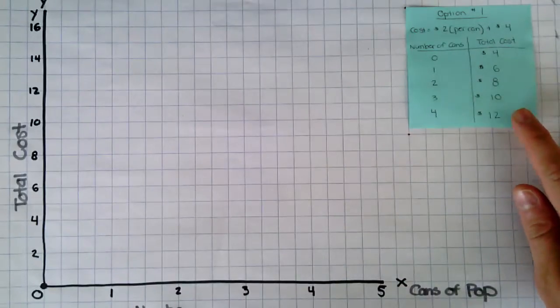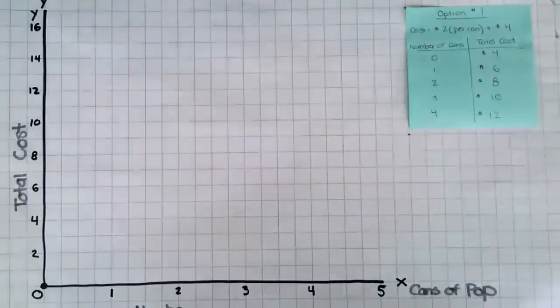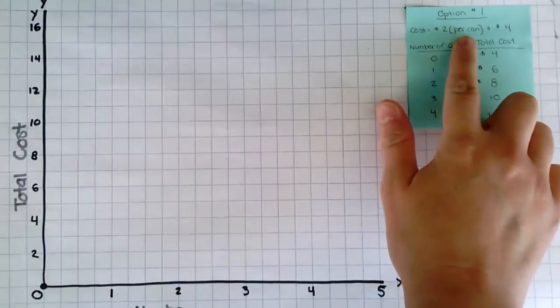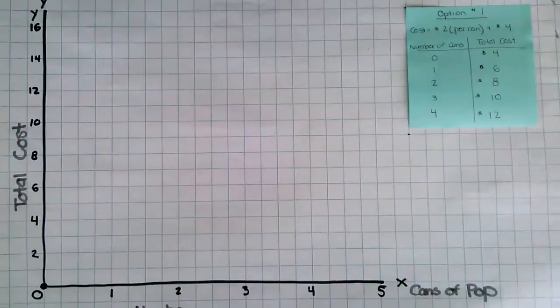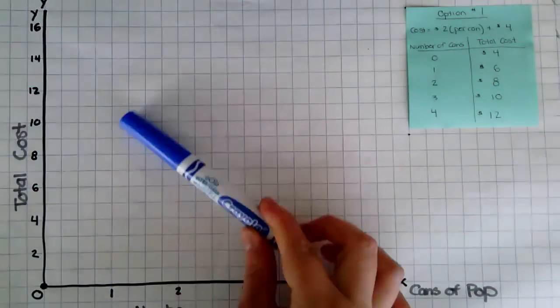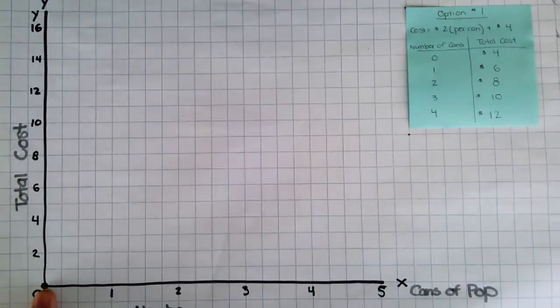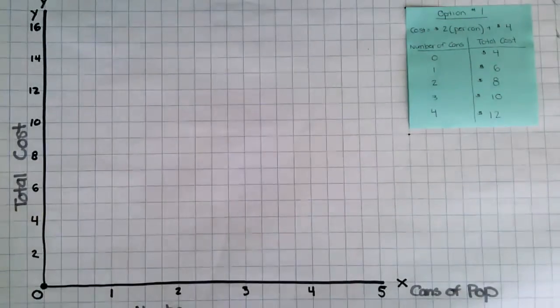So for example, our first one here, for 0 cans of pop, that's going to cost $4. The reason is because 0 times $2 a can is 0, plus your delivery fee of 4 costs 4. So that's $4 for no cans of pop. What we're going to do is choose a color. Since we've written this on a blue Post-it note, we'll use a blue marker. We're going to start at 0 because that's how many cans of pop, and we're going to put a point on the 4 because that's how much it costs.